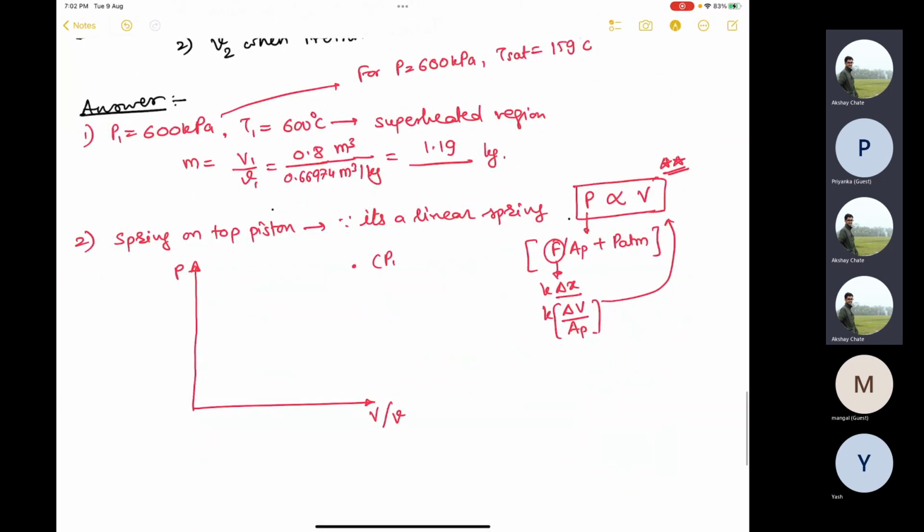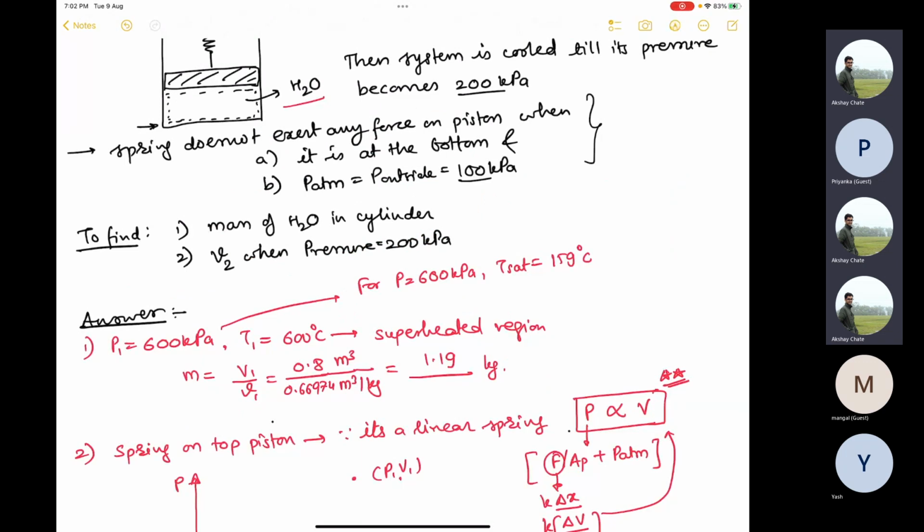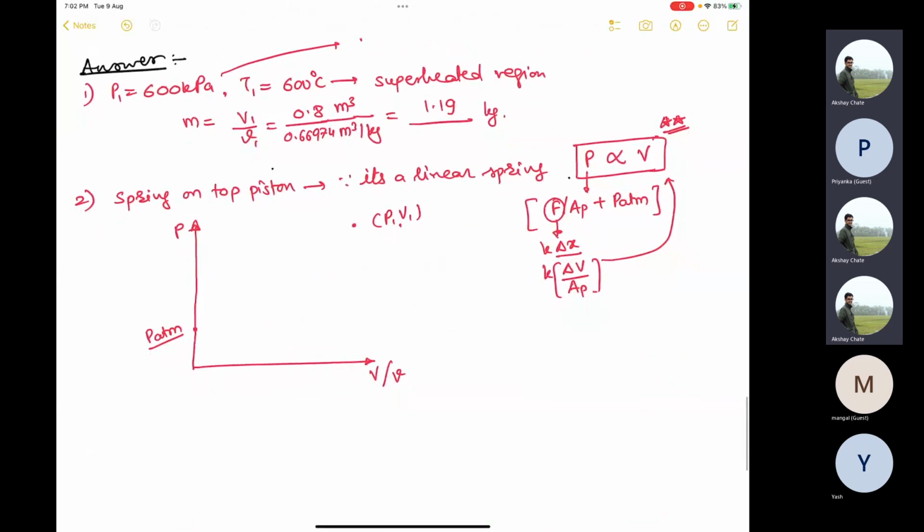Your P1 V1 will be here somewhere because it's a high pressure, high temperature state. And when your system has zero volume, you'll end up at P atm, which is given by this assumption. Even if it is not given, you can assume this on your own, and there will be a linear fit to your pressure volume change behavior. So this is your point 1. Let's say your point 2 is here somewhere, which will be having 200 kPa. So now you need to find what is your V2 in this case.